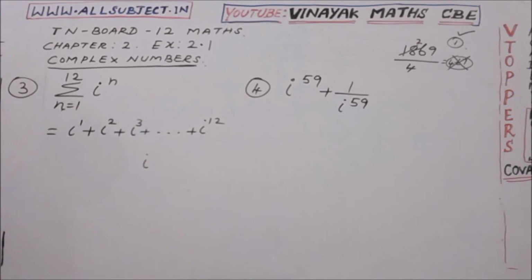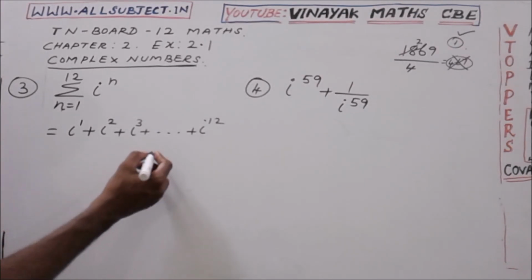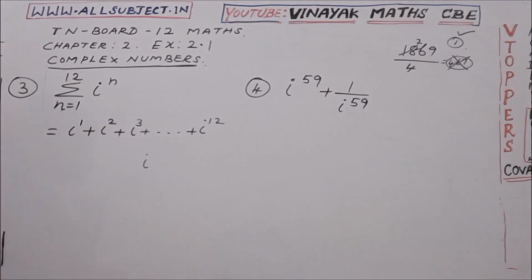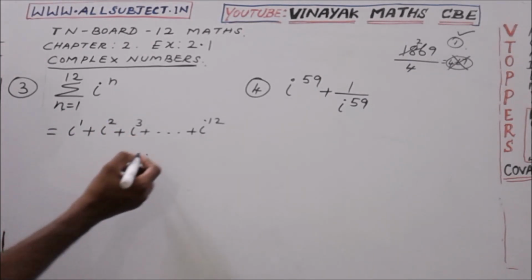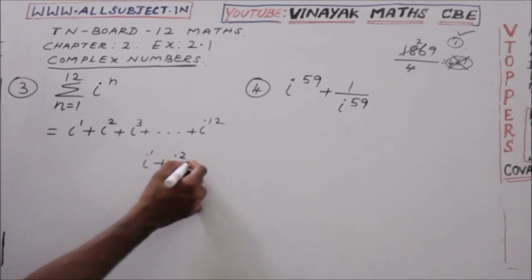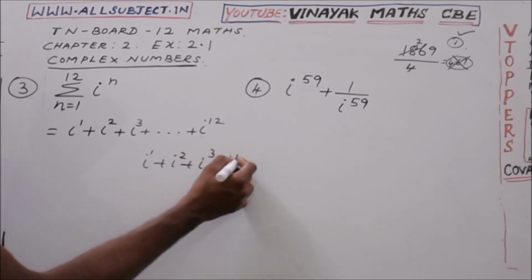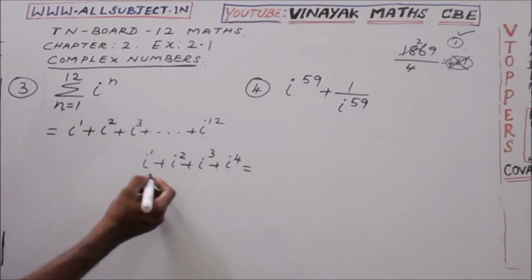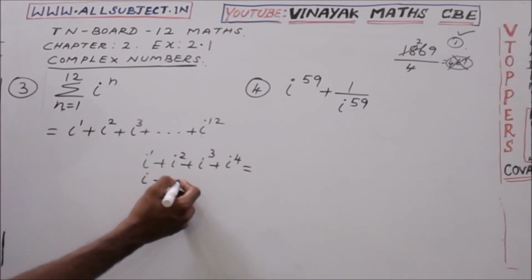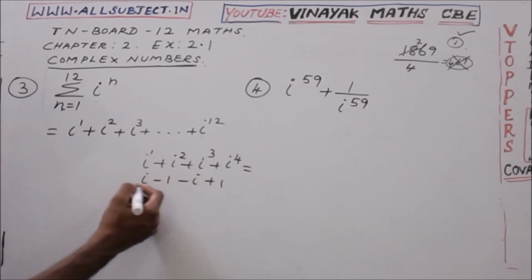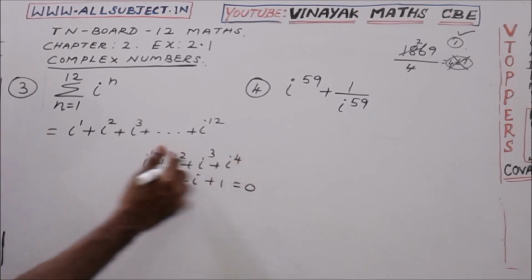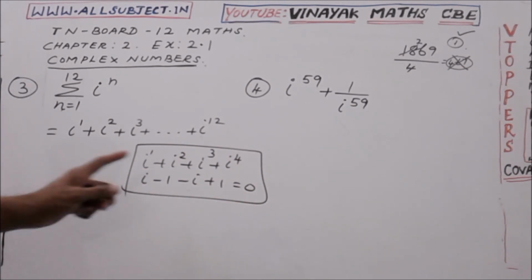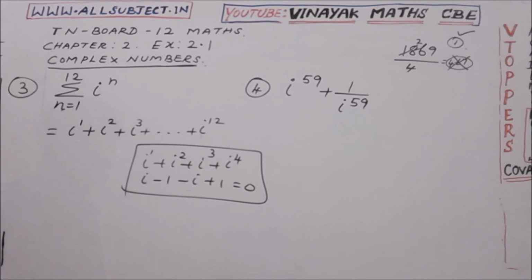When we introduced the complex number, we derived one result: the sum of consecutive powers, that is i plus i squared plus i cubed plus i to the power 4. When the consecutive powers are taken, the value becomes 0, because this is i, another one is minus 1, this is minus i, another one is 1. Totally we will have 0. So the sum of any 4 consecutive terms is 0.